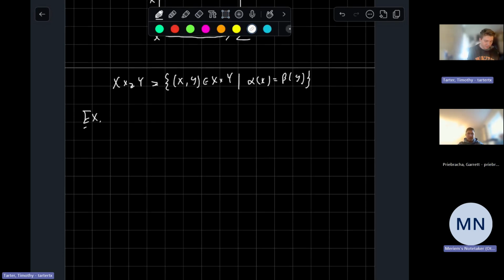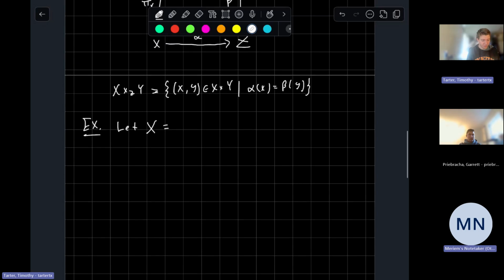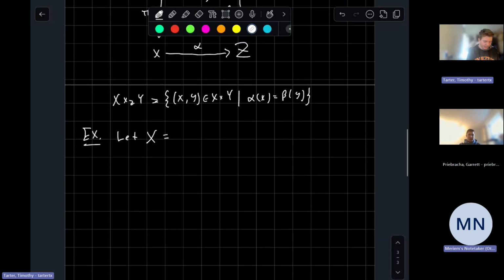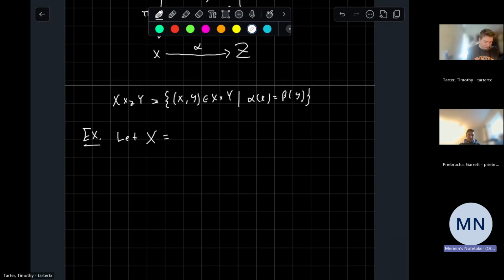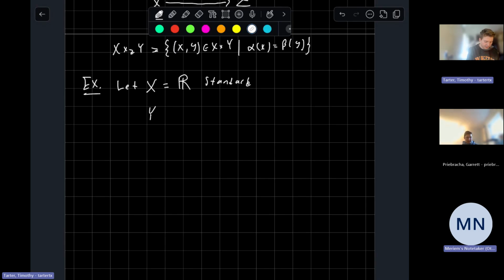Okay, so just as an example, I'm going to use metric topologies for X and Y, and then the quotient topology for Z, because that's just going to make all of this easier. Let X be R with the standard metric topology that we've used in real analysis. Let Y be, maybe we want to pick a different topology.